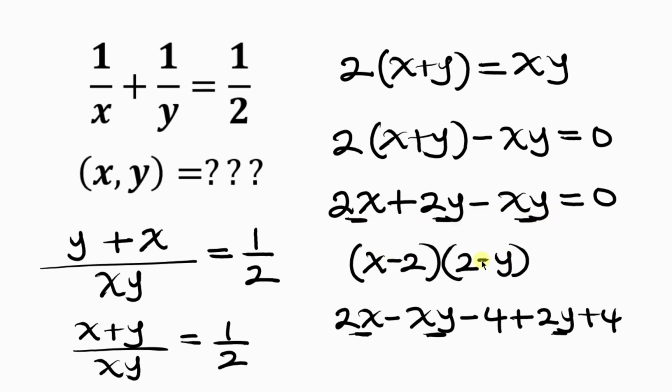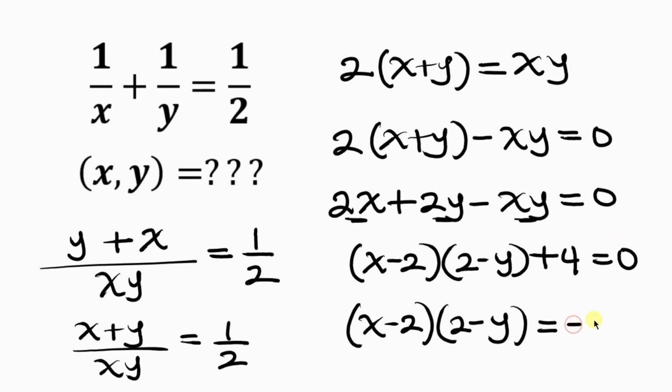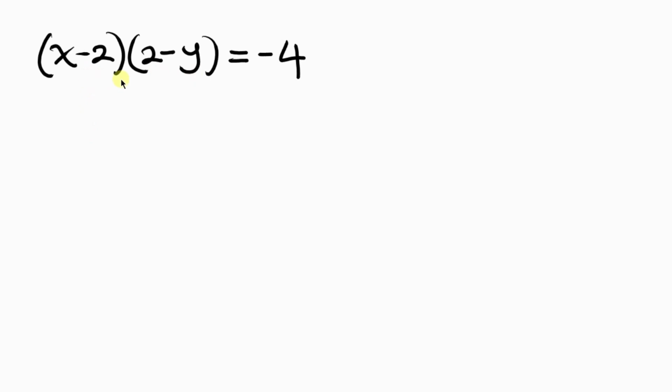So in order to make this product the same as what I have here, I have to add 4. Very good. Equal to 0. Now let's move 4 to the right-hand side so that we have x minus 2 times 2 minus y equal to, as 4 crosses, it becomes negative 4. Very good. Now notice that we have 2 factors multiplied to give negative 4. So our next step will be for us to write all factors of negative 4.